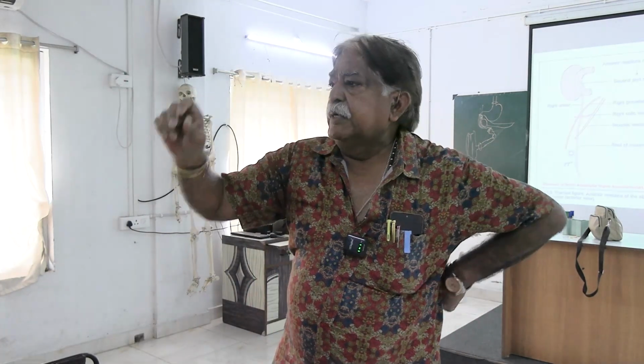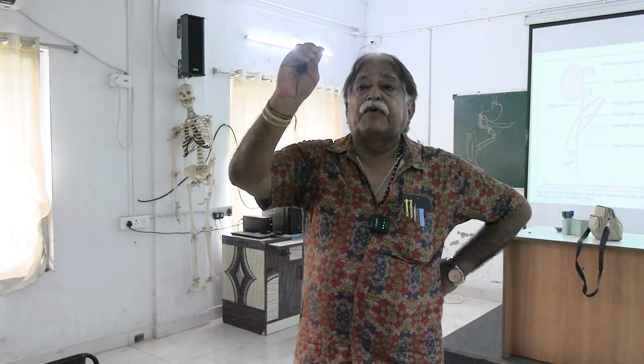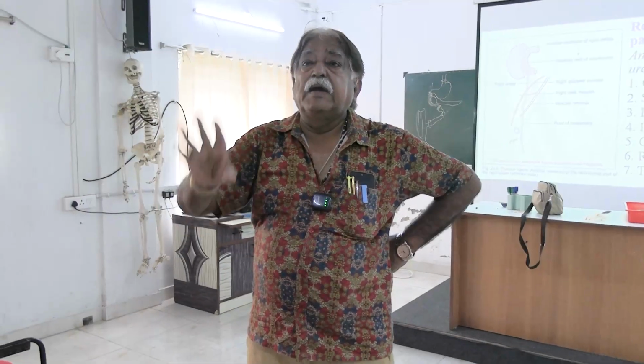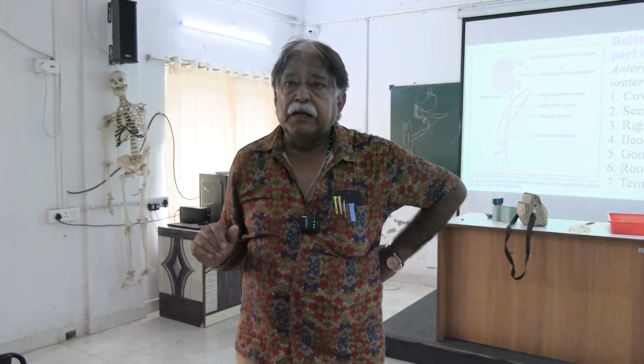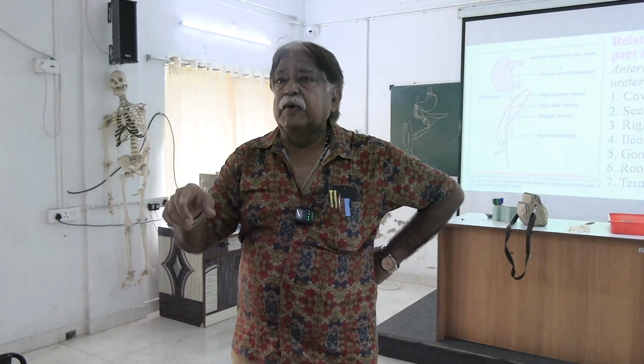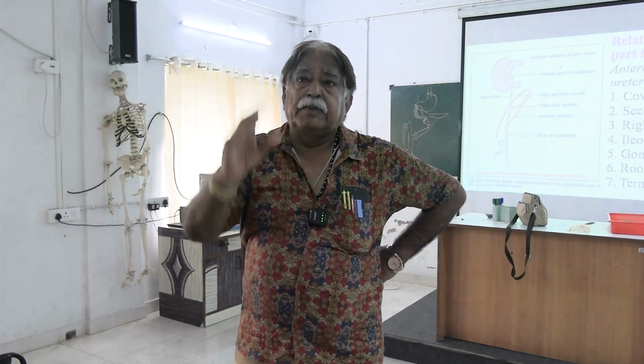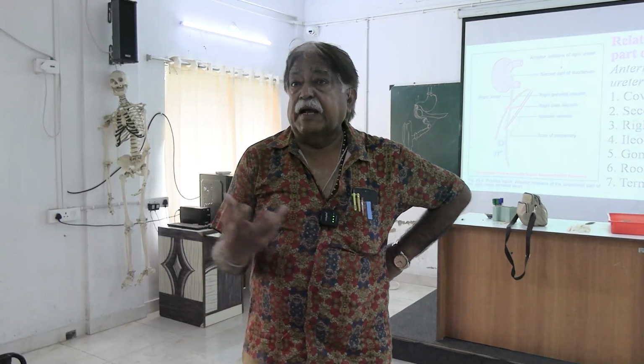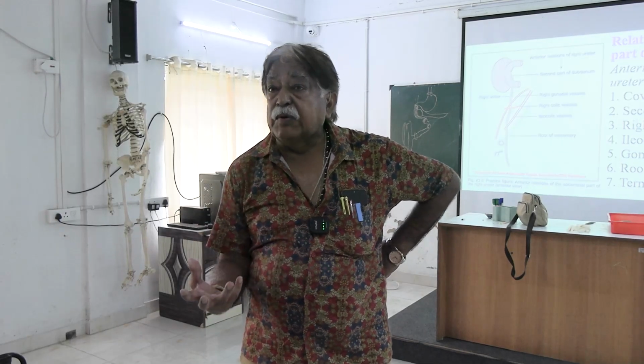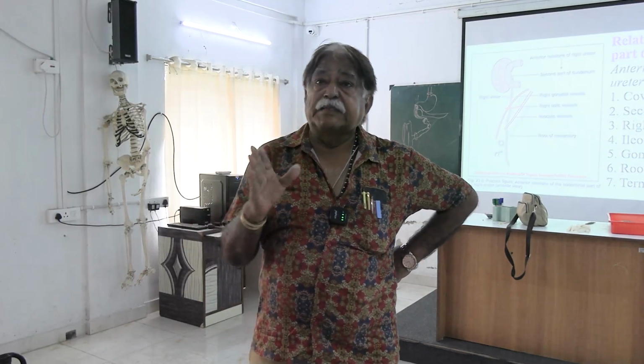Don't write so much. If you draw 10 pictures of the KUB, kidney, ureter, bladder, if you draw 5 pictures with relations, for a 15 marks question, then you will definitely get 12. You have to identify, and in the practicals, at your time, you will get more marks. So please concentrate.